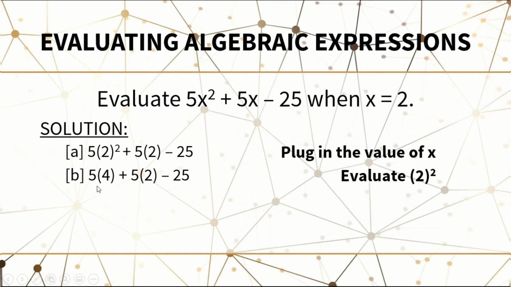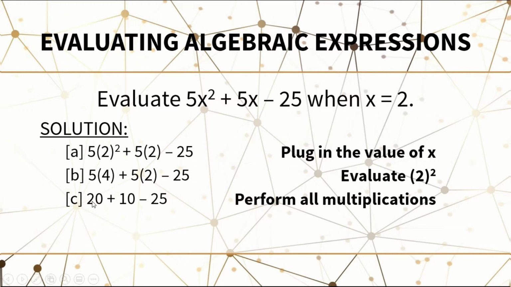So, kailangan lang natin i-multiply yung 5 times 4 at yung 5 times 2, which is 5 times 4 is 20 and 5 times 2 is equal to 10. So, meron tayong 20 plus 10 minus 25. Then, perform the remaining operations from left to right. Ang sagot natin dito is, that is right, that is 5. So, sana na-gets nyo na yung evaluating algebraic expressions.